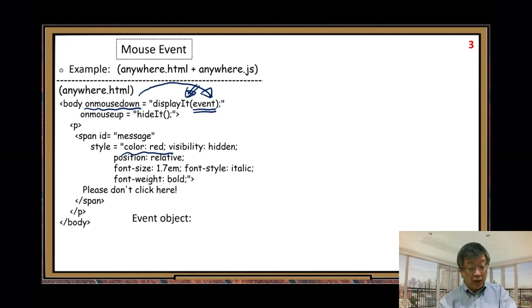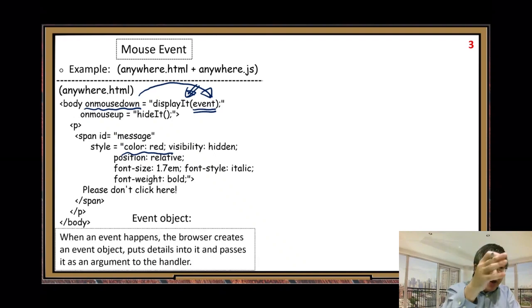Event object. When an event happens, on mouse down, one event happens. Second, on mouse up, second event. When an event happens, the browser automatically creates an event object. But you need to get that object, right? Here, this event refers to that event object.